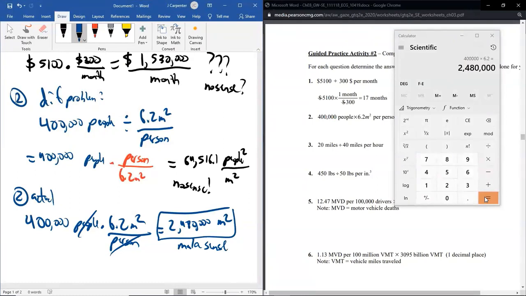Let me get the exact answer. In fact, square root of 6.2. I was really close, 2.5. So basically you're in a box of a width about 2.5 by 2.5 meters. So again, the problem is, how much space do you need for all 400,000 people?